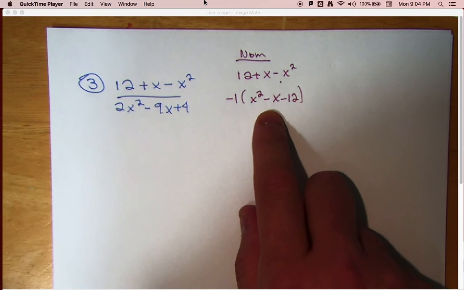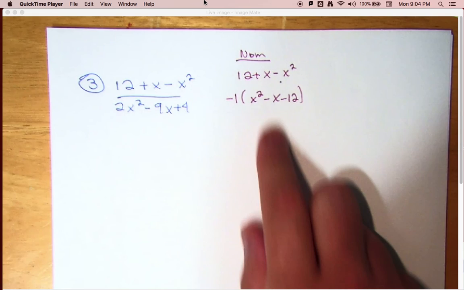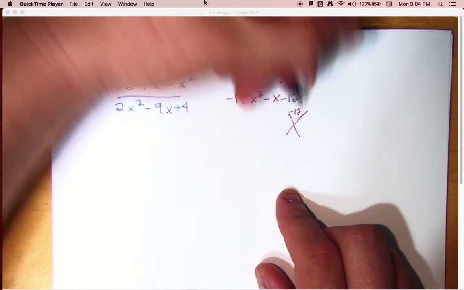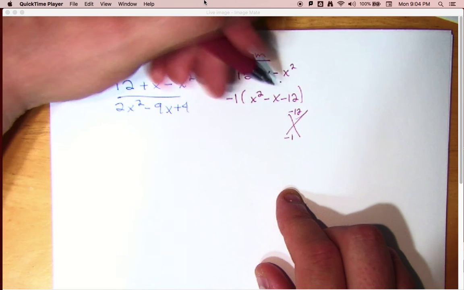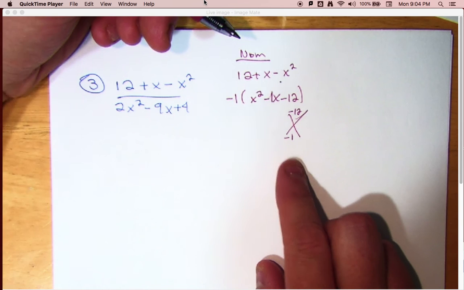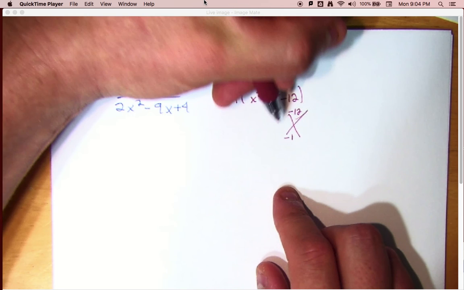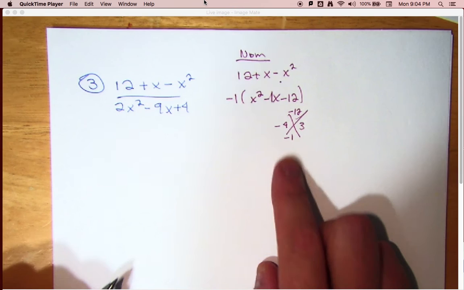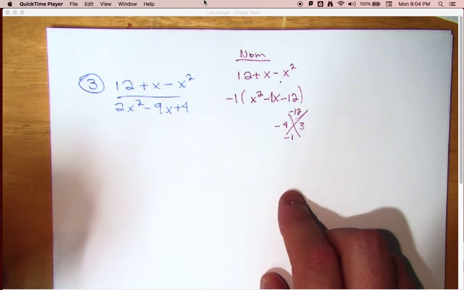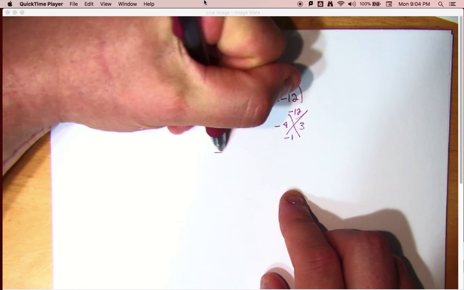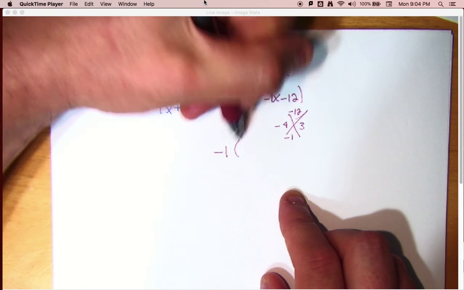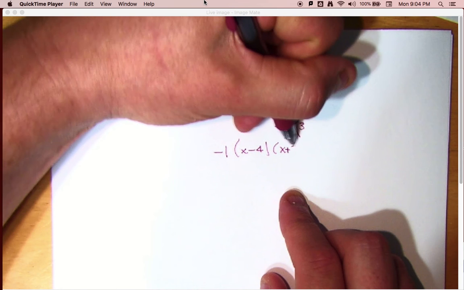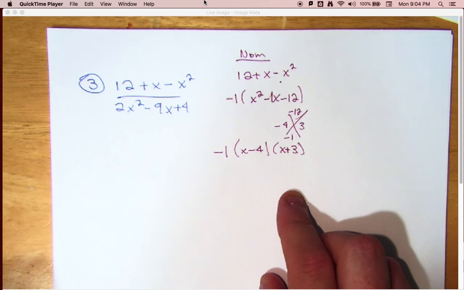Now, inside here, we can do our factor x. And so I'm going to go negative 12 on the top. Negative 1, because remember, once again, that's 1 on the bottom. And two numbers that multiply to get negative 12 and add up to get negative 1 are negative 4 and 3. So in this factors, we're going to keep our negative 1, x minus 4, x plus 3. So that's my new numerator.